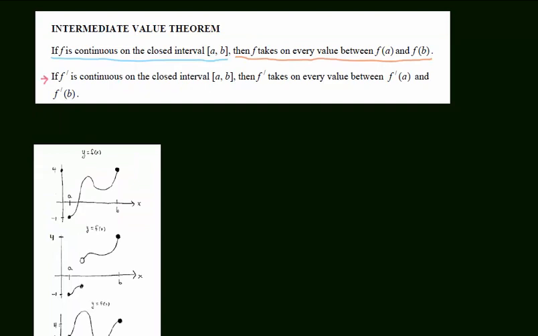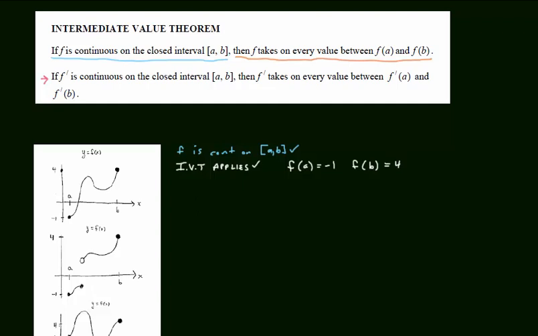Now we'll do this formally. F is indeed continuous on AB. The intermediate value theorem applies. Here, f of A is equal to -1. F of B is equal to 4.